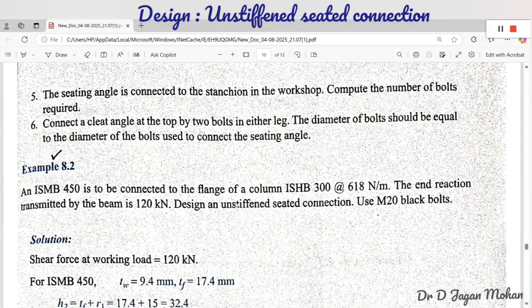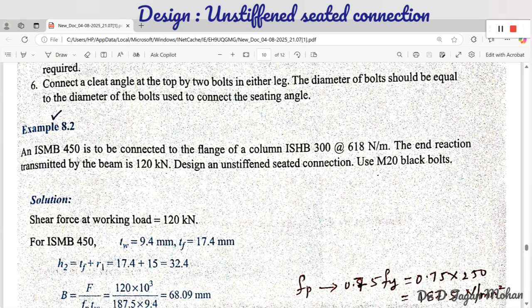In ISMB, Indian Standard Medium Beam, 450 is the depth of the beam. The ISMB is to be connected to the flange of the column, ISHB, Indian Standard Heavy Beam. This is also an I section. Depth is 300 mm, but the weight is 618 Newton per meter. The end reaction transmitted by the beam is 120 kN. This is the shear force to be transmitted.